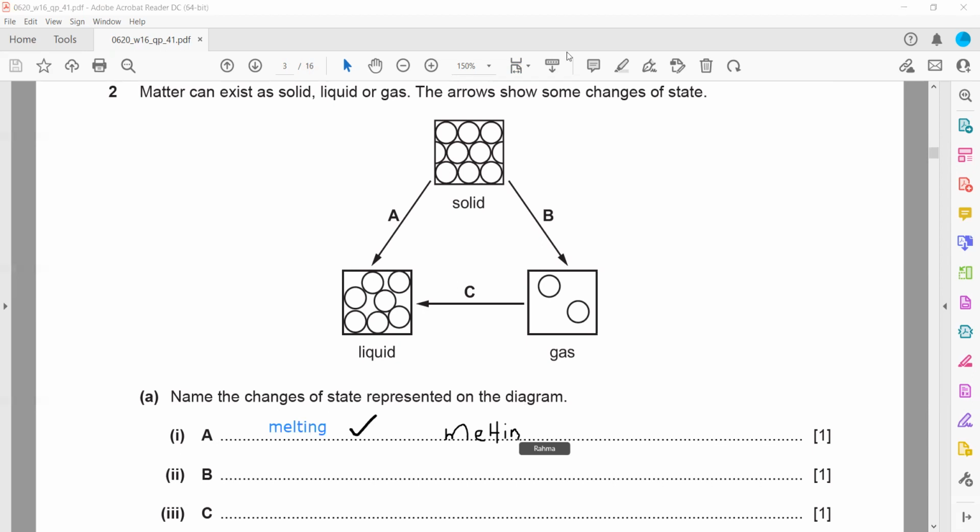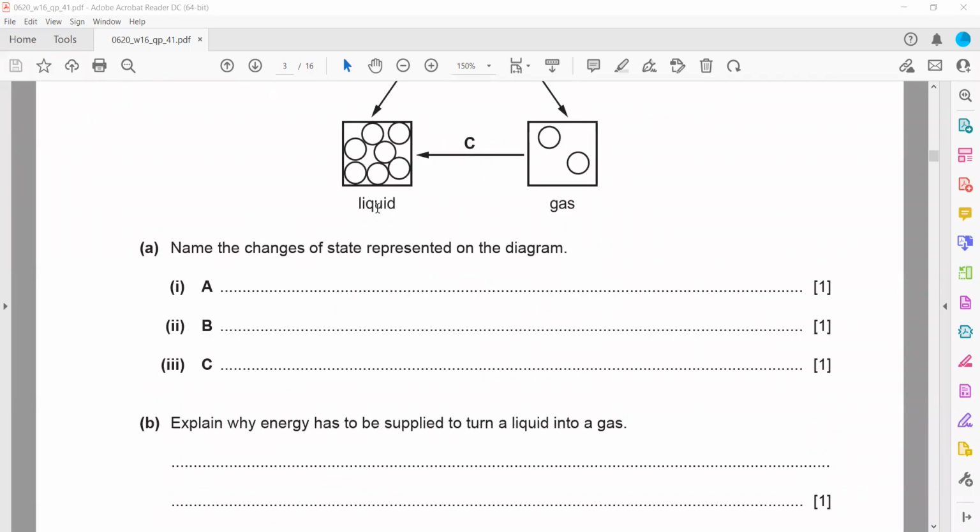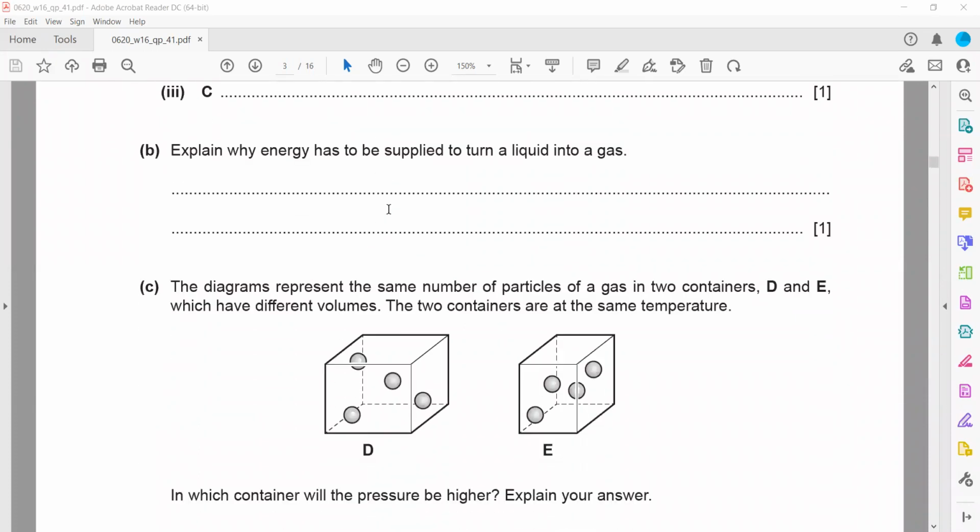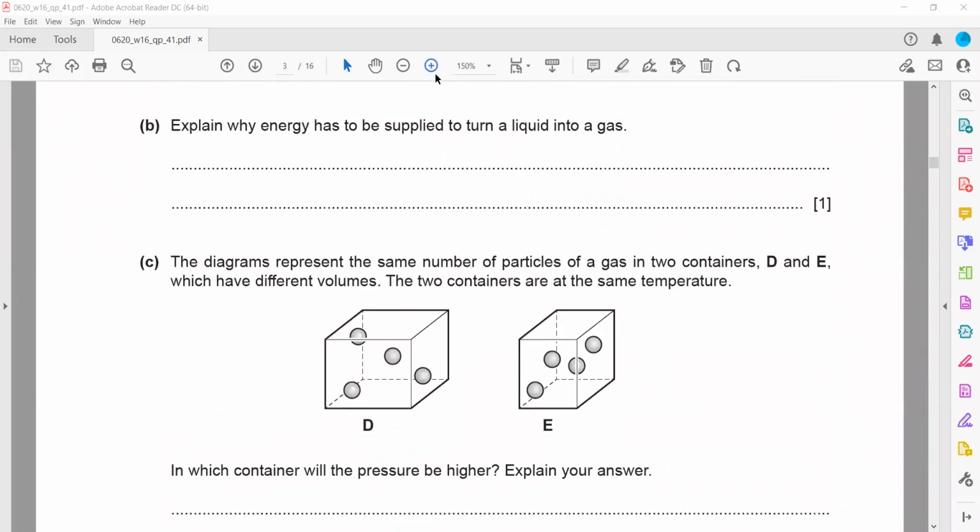Explain why energy has to be supplied to turn liquid into a gas. So why do we have to supply energy? Energy is basically needed to break the bonds between particles, or you can say molecules.